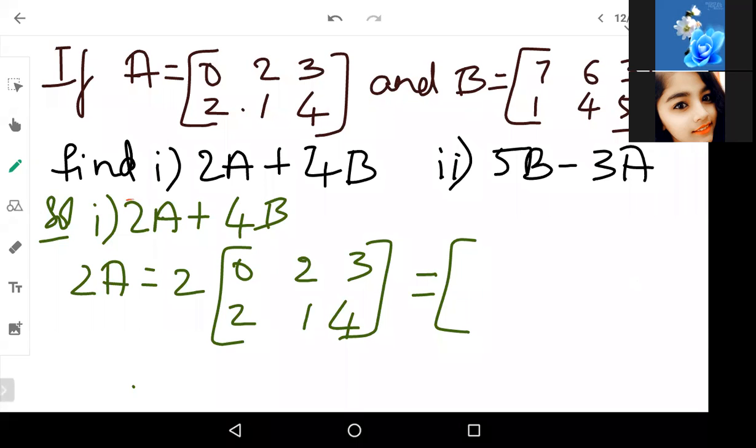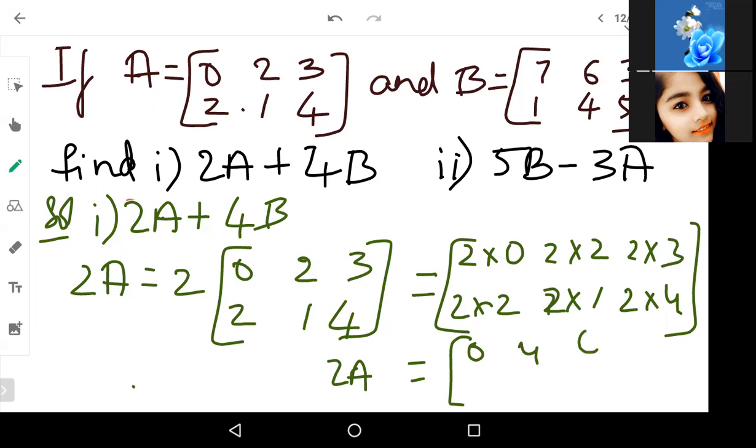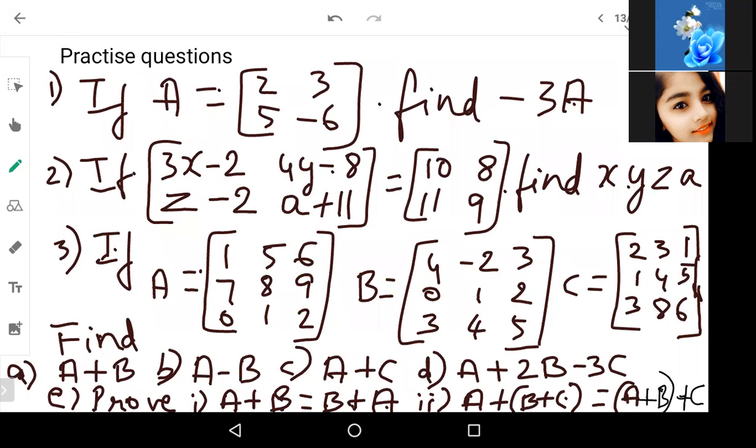Okay. So 2 into 0, 2 into 2, 2 into 3. Good try. 2 into 2, 2 into 1, and then 2 into 4. So 2A is nothing but 2 into 0 is 0, 2 twos are 4, 2 threes are 6, 2 twos are 4, 2 ones are 2, 2 fours are 8. This is the answer for 2A. Now similarly find 4B.